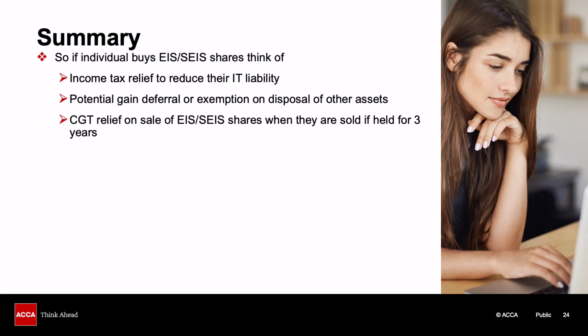So when you see an individual who has bought EIS or SEIS shares, make sure to spend some time thinking about whether it's appropriate to discuss the income tax relief that could reduce their income tax liability. See if there's any potential gain that could be deferred or exempt on the disposal of other assets, and consider whether the EIS or SEIS shares themselves will qualify for an exemption from CGT due to the length of time that they've been held for before disposal.